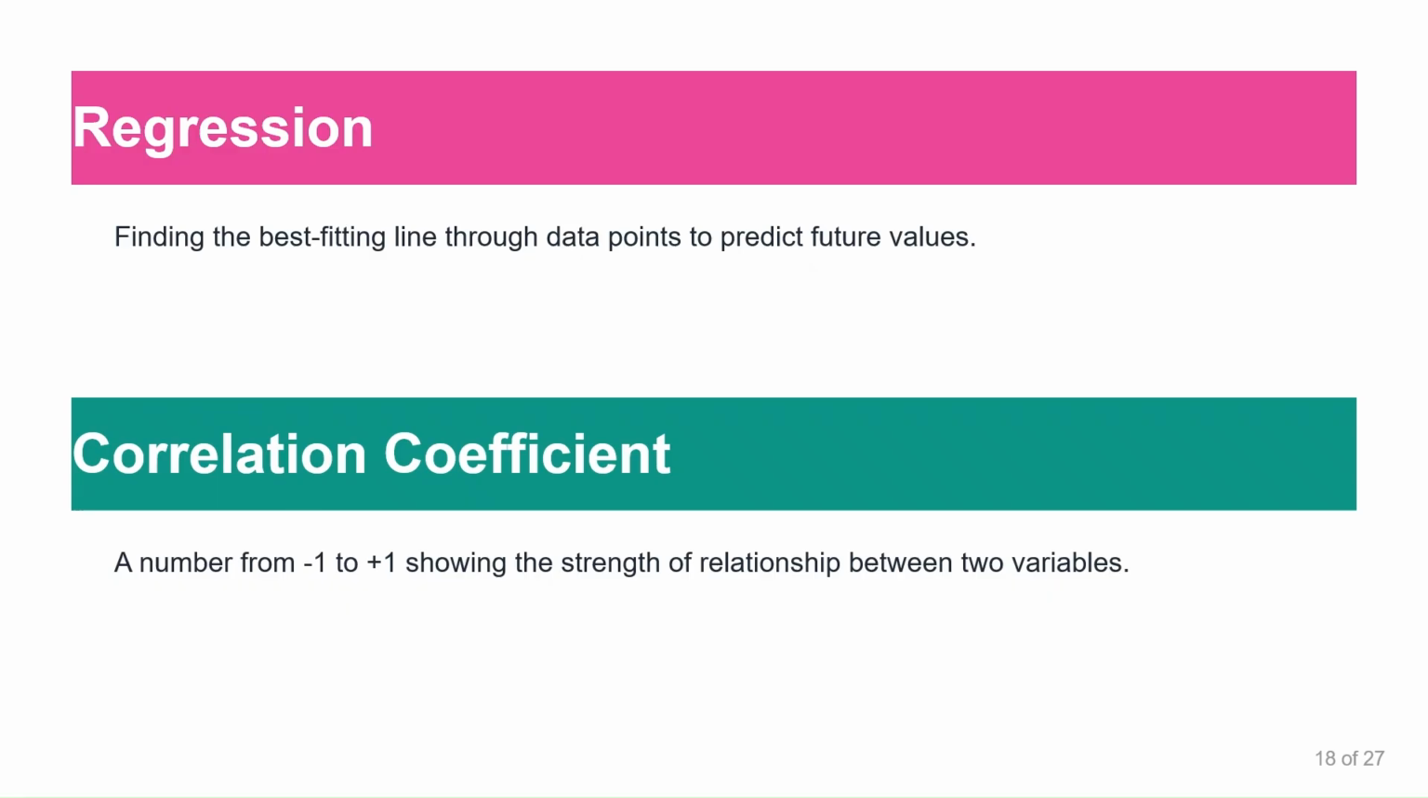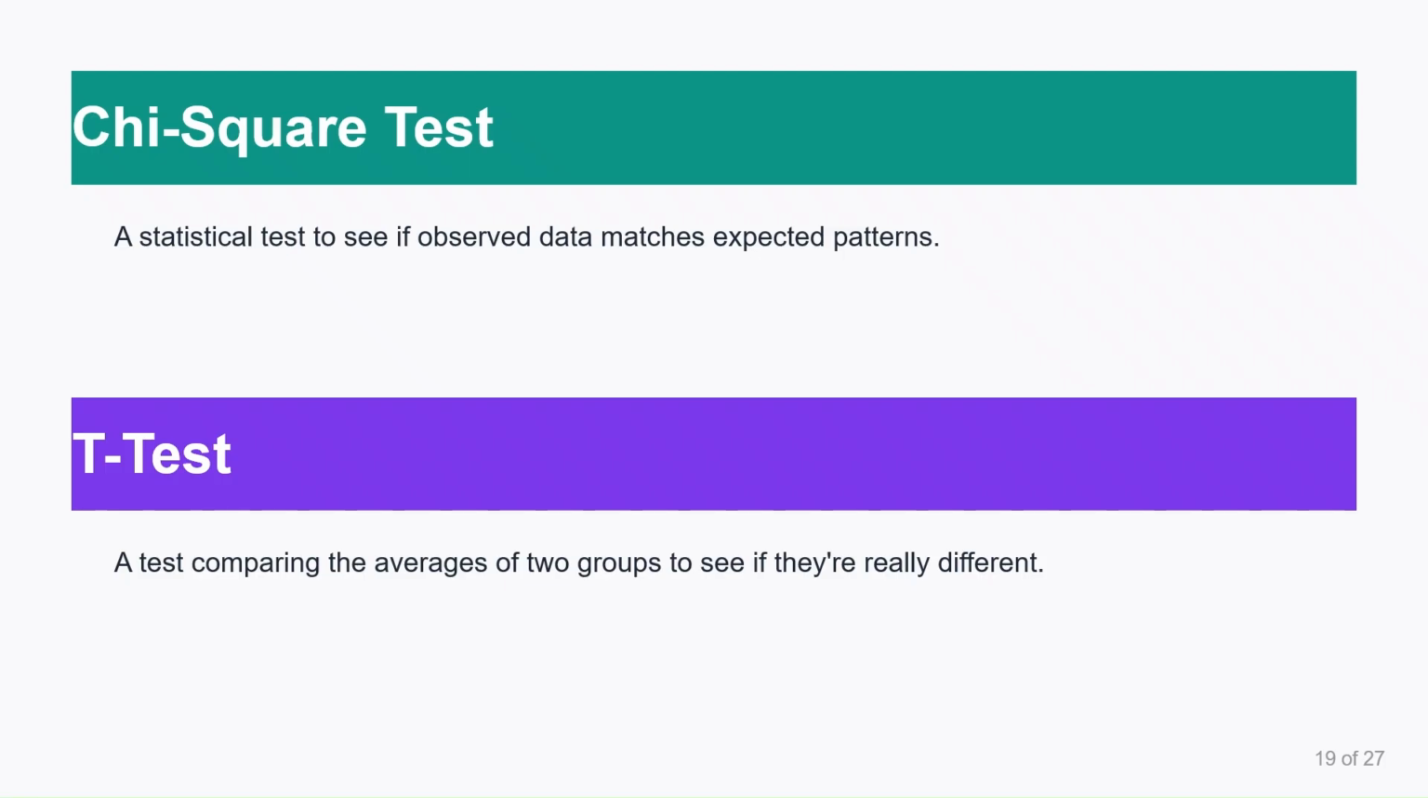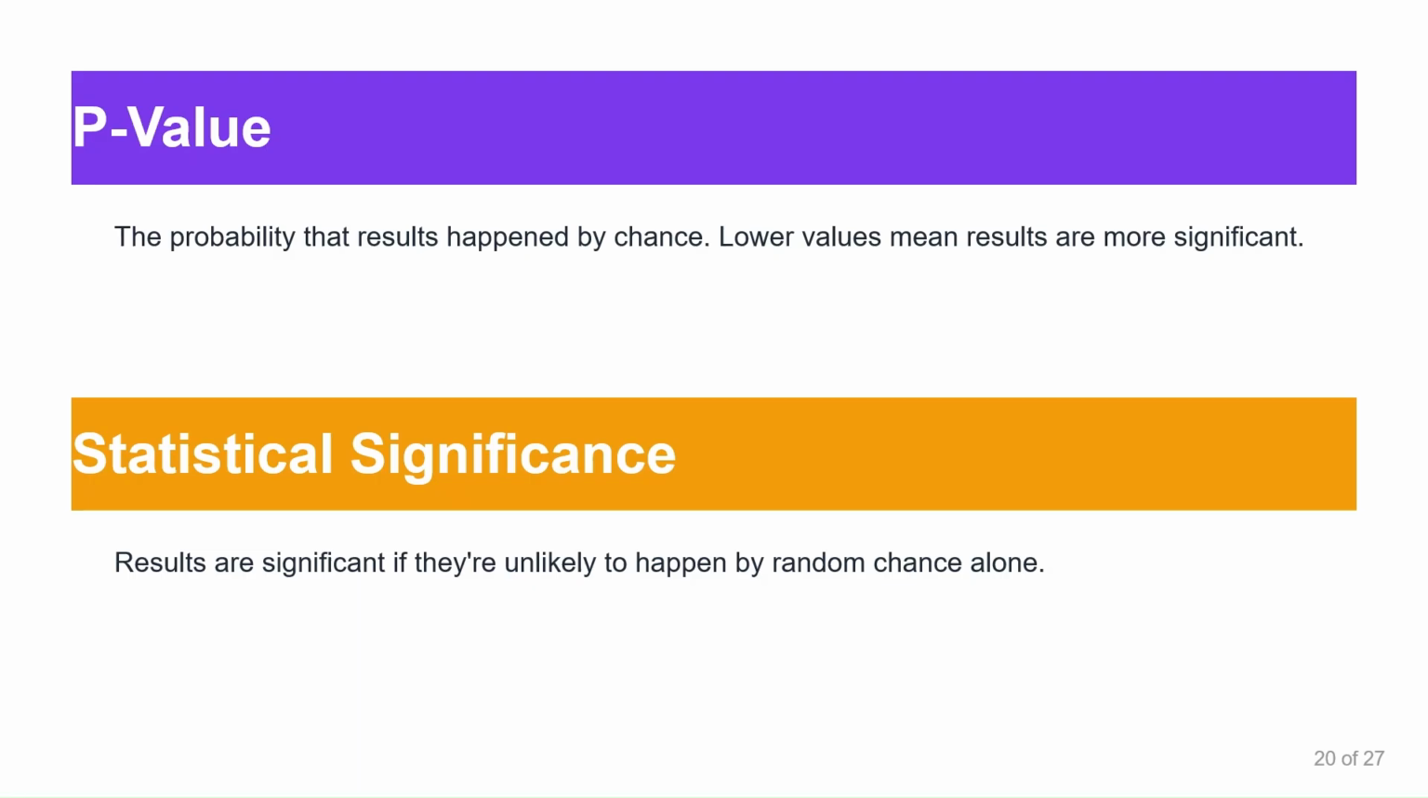Regression finds the line of best fit to predict one variable from another. The correlation coefficient R runs from -1 to +1. Positive means variables rise together. Negative means one rises as the other falls. Chi-square tests compare categories. T-tests compare numerical averages. Both tell you whether an observed difference is likely real or just due to chance.